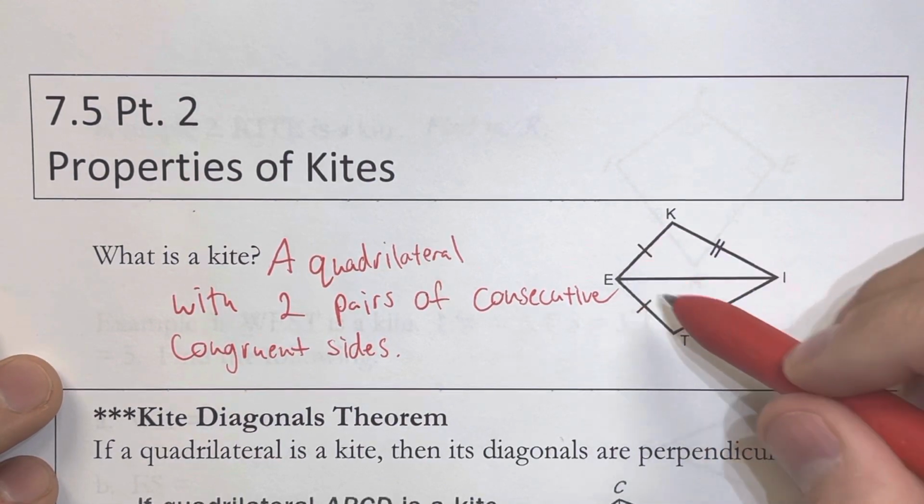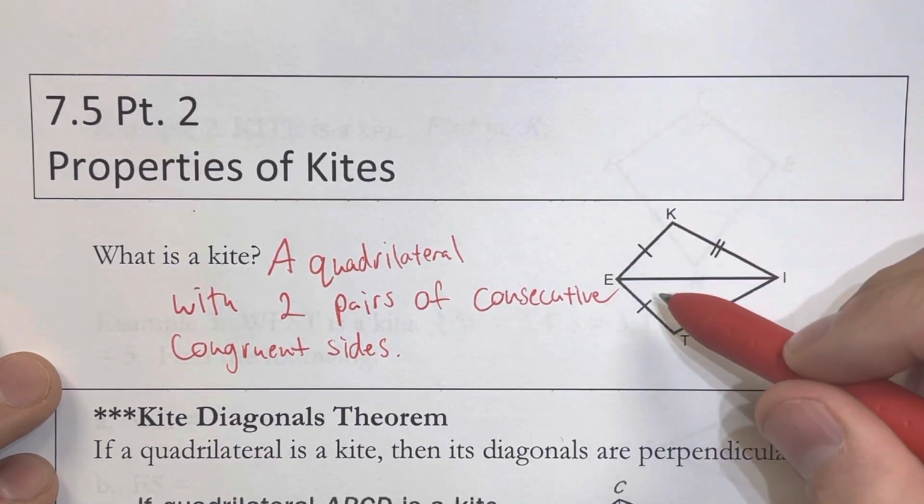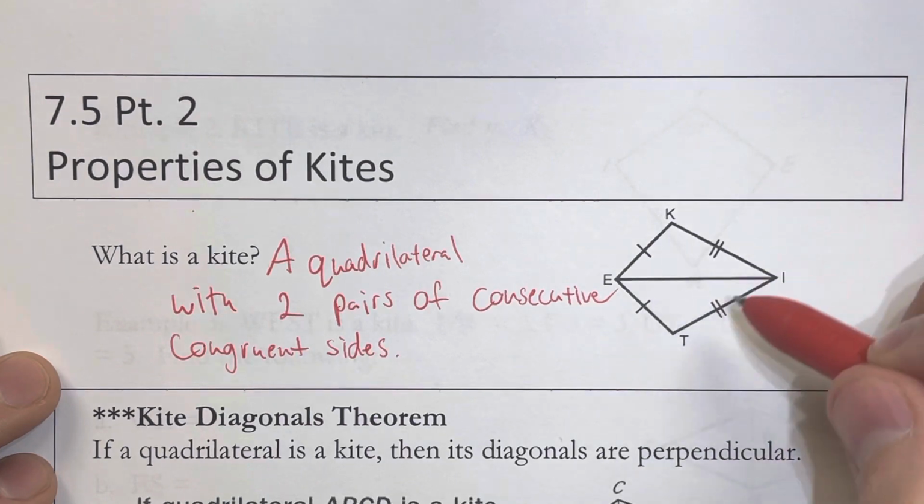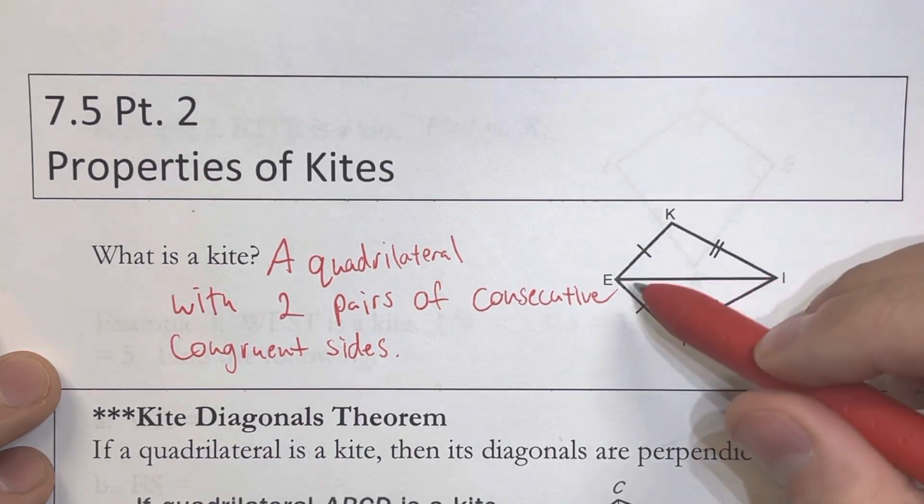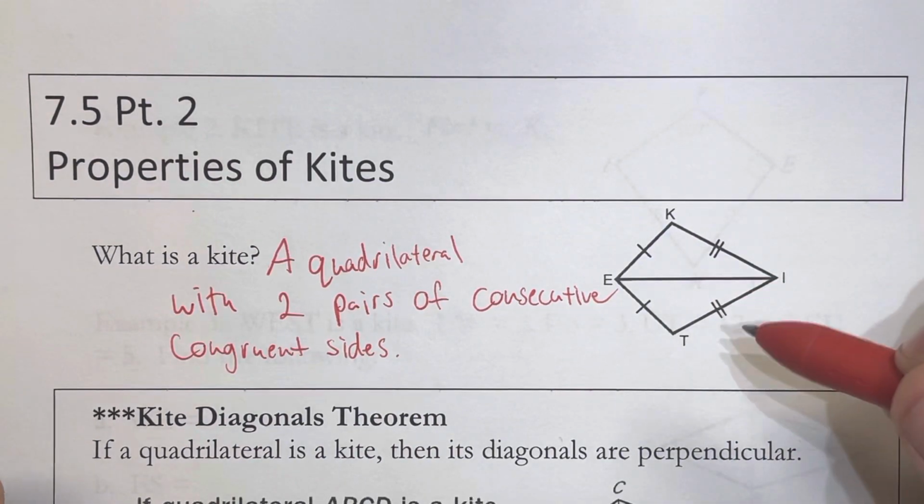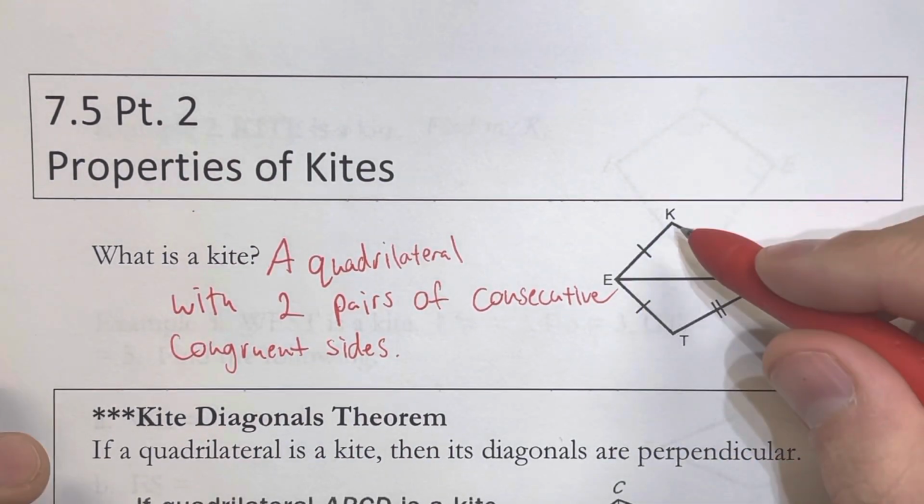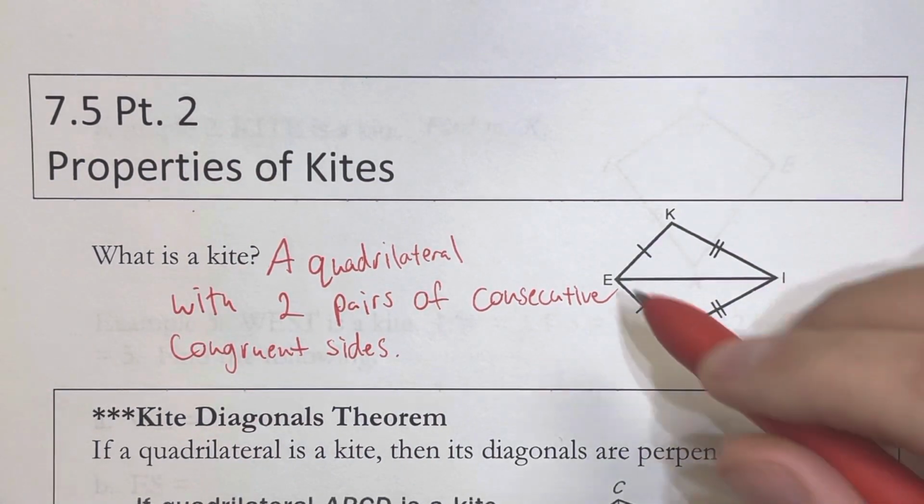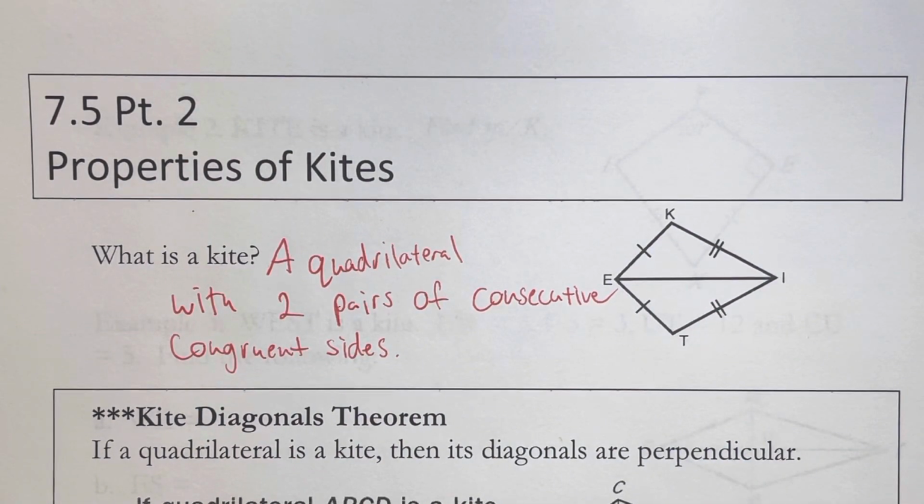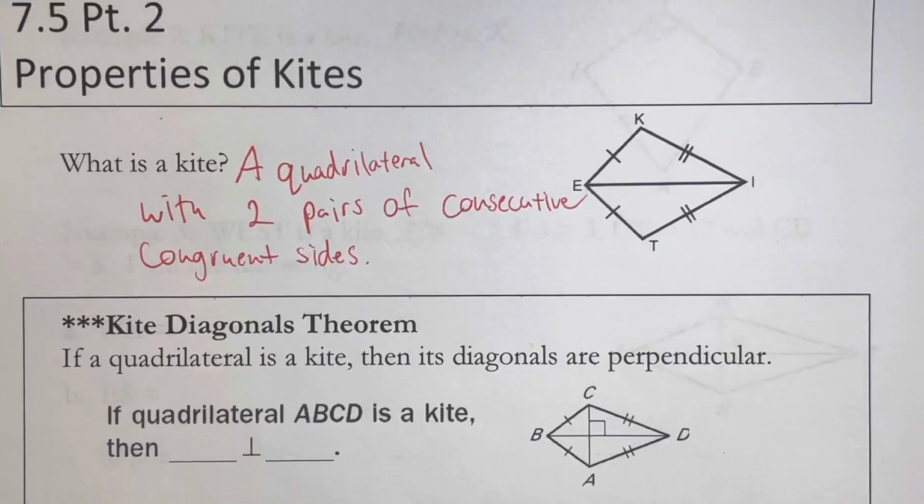So EK and ET are consecutive sides and they are congruent. KI and TI are consecutive sides and they are congruent. We also just drew one diagonal, EI, not really necessary. So we're looking at the whole figure, KITE, that is the kite.